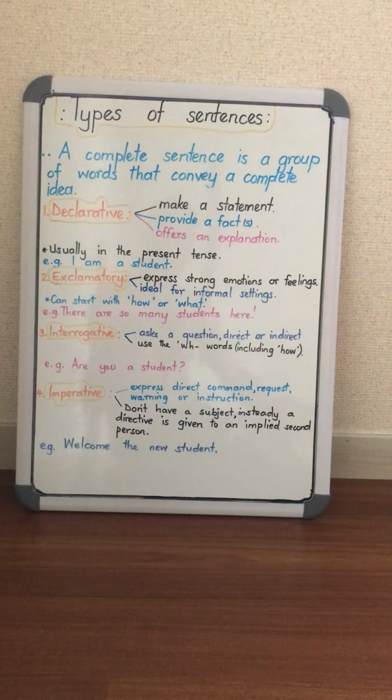The first thing that I did was to make an attempt to explain what a sentence is. And I said here, a complete sentence is a group of words that convey a complete idea. So if you construct a sentence, or if you give a statement, if that statement is a sentence, then it should convey a message. It should convey an idea.